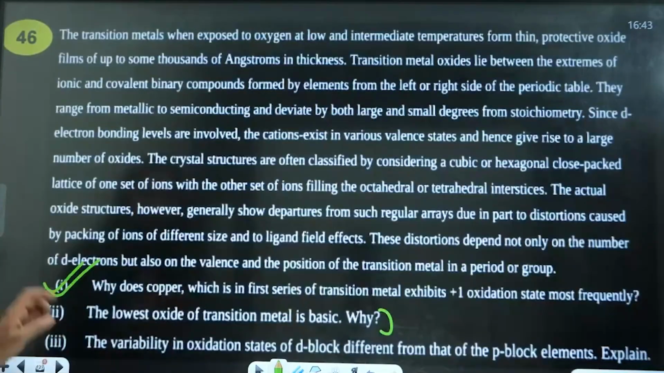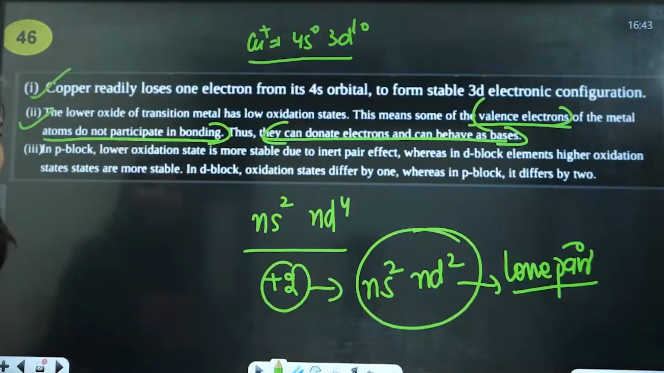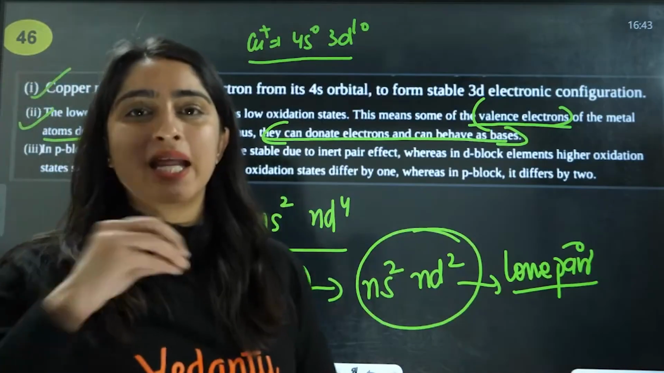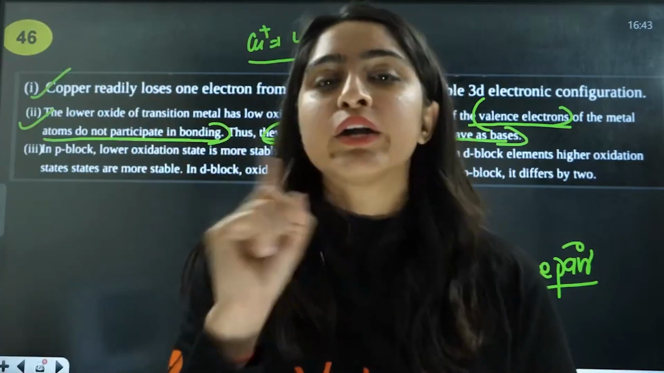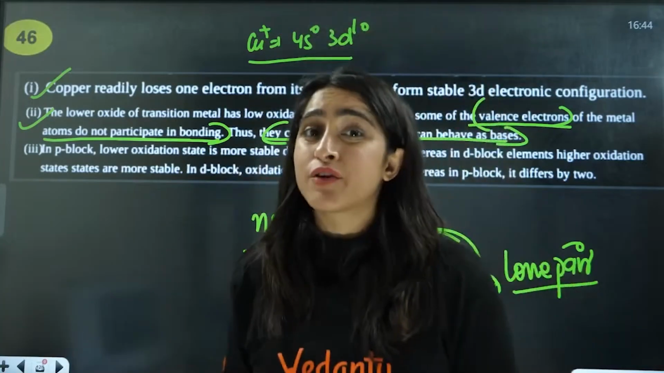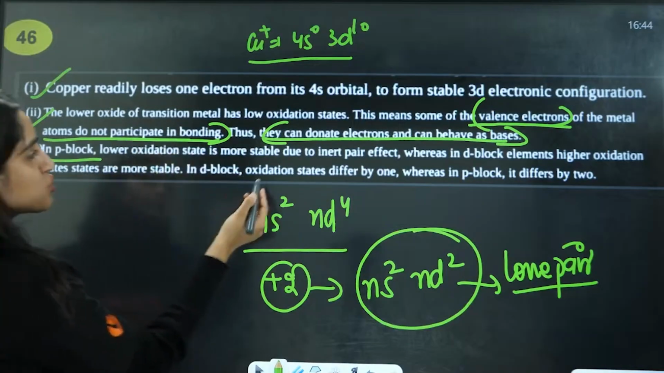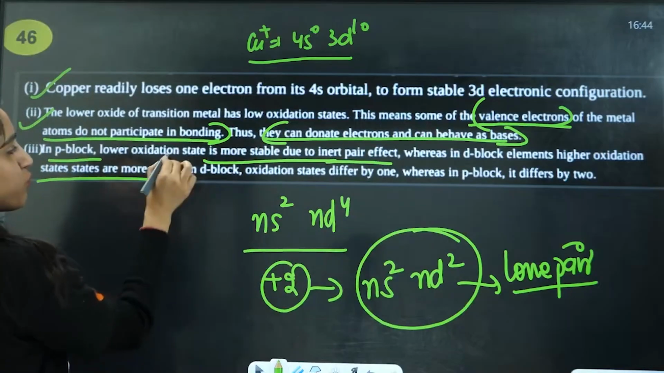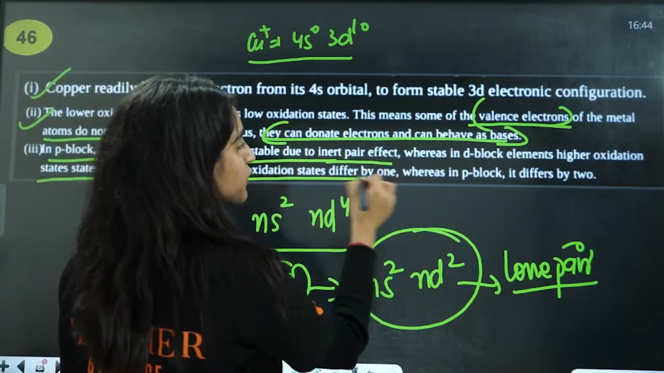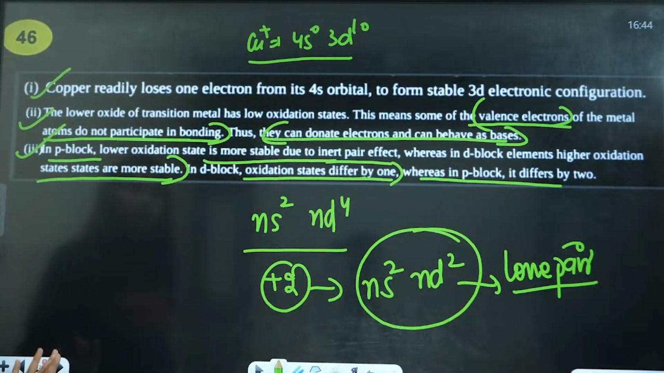Next we have the variability in oxidation state of d-block elements compared with p-block elements. The d-block elements have very little difference in oxidation states, like +2, +3. There is only a difference of unity. In p-block elements, there is a difference of 2 or 3 units, right? In p-block elements, the lower oxidation state is more stable due to the inert pair effect. In d-block elements, higher oxidation states are more stable. D-block oxidation states differ by 1, whereas in p-block elements they differ by 2. Right? Okay, understood?